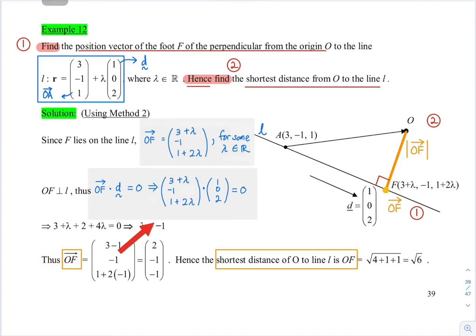Alright, so lambda equals -1 describes this exact point such that OF is perpendicular to the line L, because it satisfies this equation. So by substituting lambda equals -1 into this expression over here, we will be able to get the position vector of F. Once we have found that, because this vector itself is OF, and this happens to be the shortest distance from the origin to the line, basically what we need to do is to find the magnitude of this vector, which is square root 6 in this case.